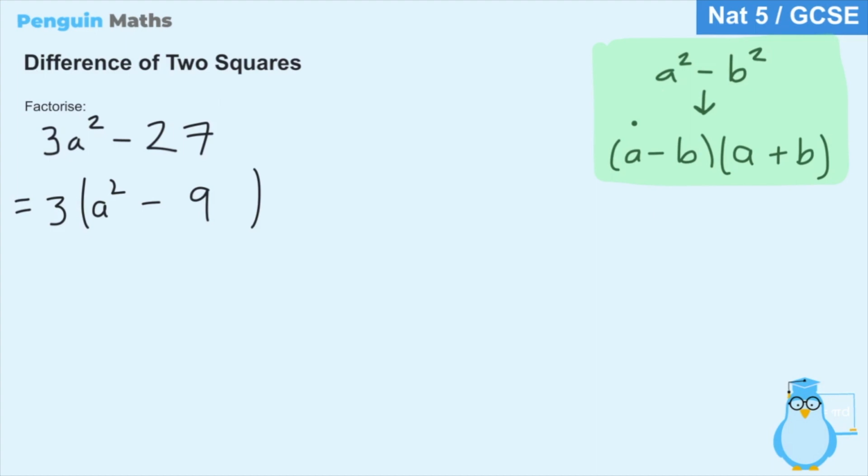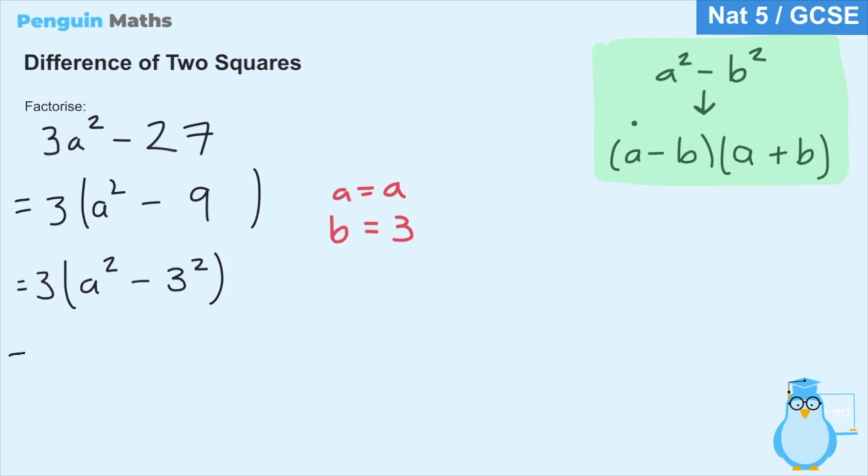But now what we have to do is look at this expression and see if we can simplify it even further. And we can see in the bracket what we're left with, a squared minus 9, and now what we have is something in the form of a squared minus b squared, because we know that 9 is in fact a square number, unlike 3 or 27, and that means we can write 9 in the form of 3 squared, because we know that 3 times 3 is equal to 9.